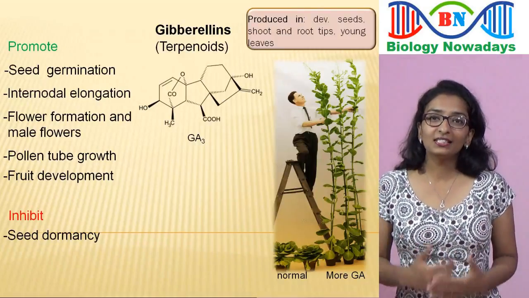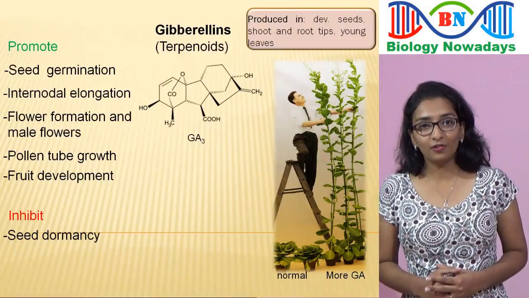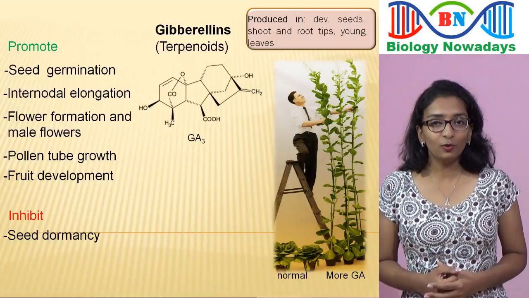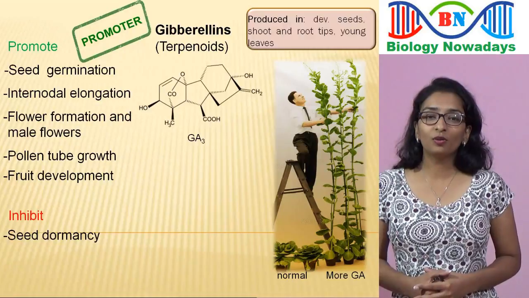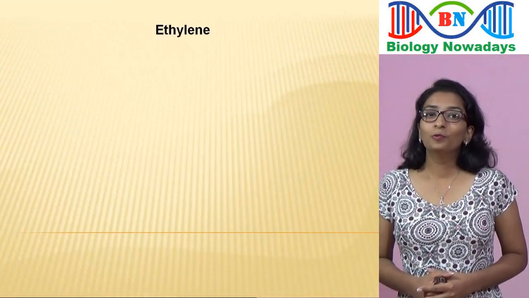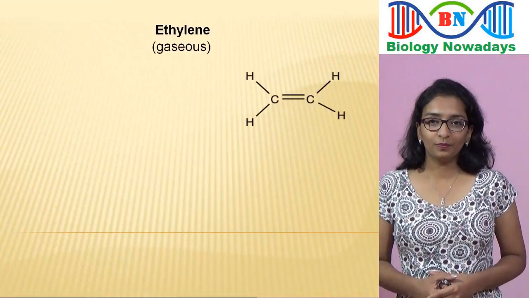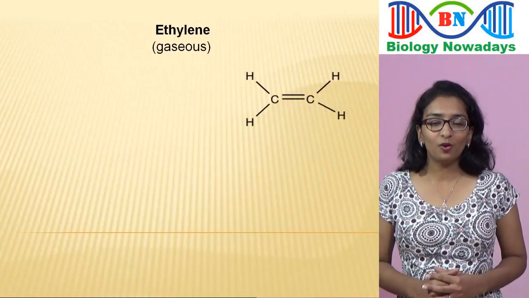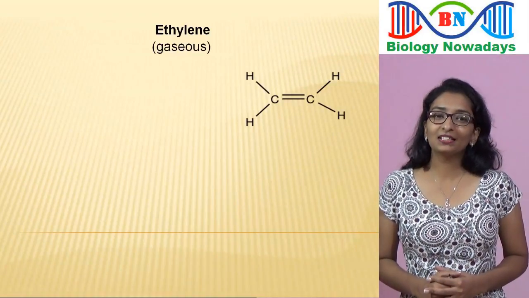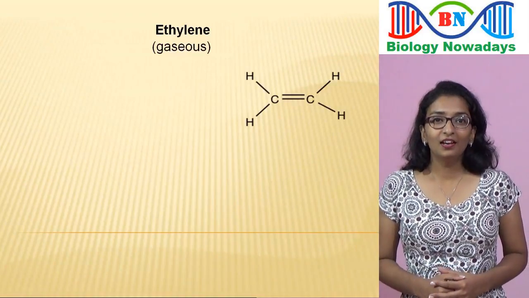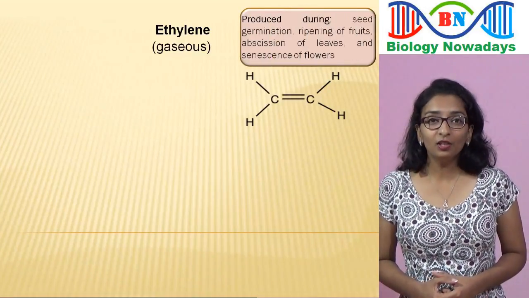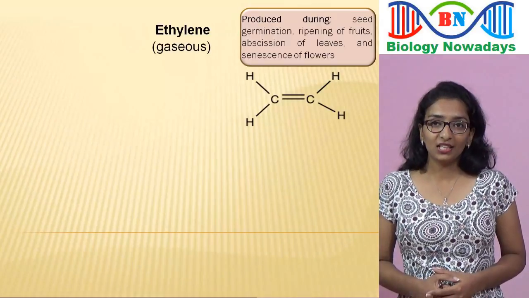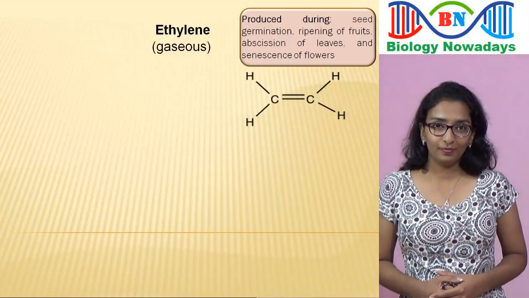Gibberellins inhibit seed dormancy. Overall, gibberellins are also promoters of plant growth. Next phytohormone is ethylene, which is the only gaseous hormone. Of all the phytohormones, ethylene has the simplest chemical structure. It is produced during seed germination, ripening of fruits, abscission of leaves, and senescence of flowers.